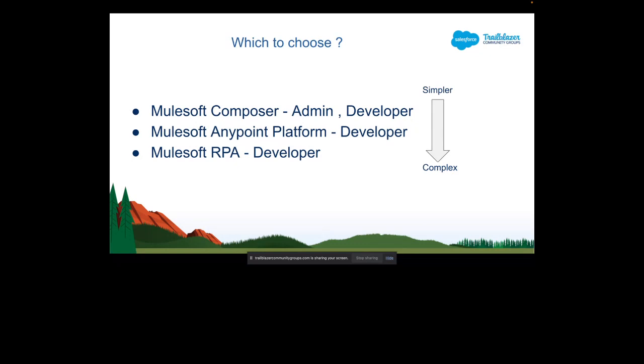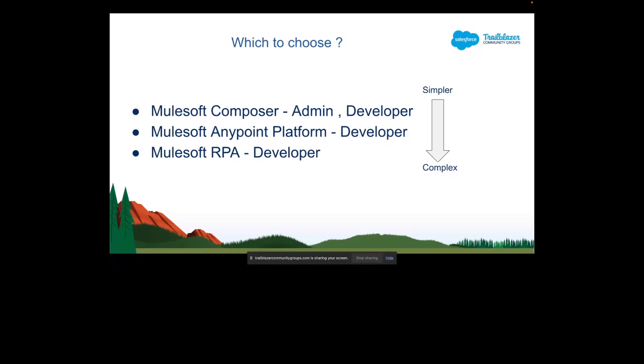Again, MuleSoft Anypoint Platform is purely meant for developers, because sometimes, depending upon the use cases, you have to write Java code or build custom connectors as well. And for MuleSoft RPA, you need a developer, even though you're not writing code in RPA, but you need a developer mindset to create RPA logic and let the bot understand how to do it. So I would reiterate, MuleSoft Composer is purely meant for admins, whereas MuleSoft Anypoint Platform and RPA are meant for developers.